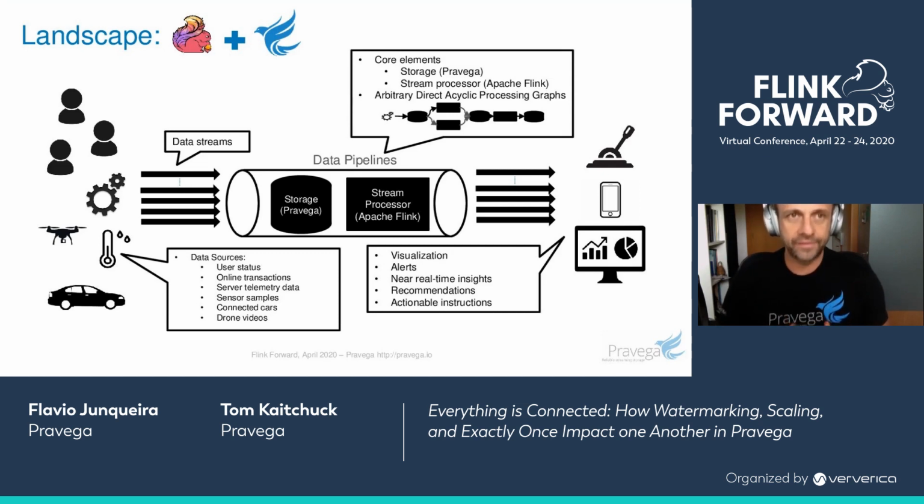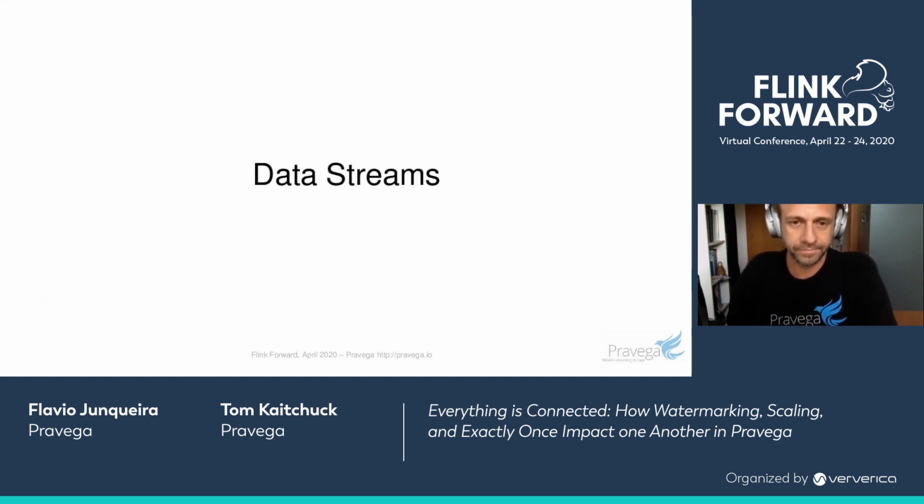So that's the landscape, and that's the foundation for what we're going to discuss today: how Pravega is that storage system for streams, and how Apache Flink is that stream processor, and the combination of them, how they work together, and how applications can benefit from this combination.